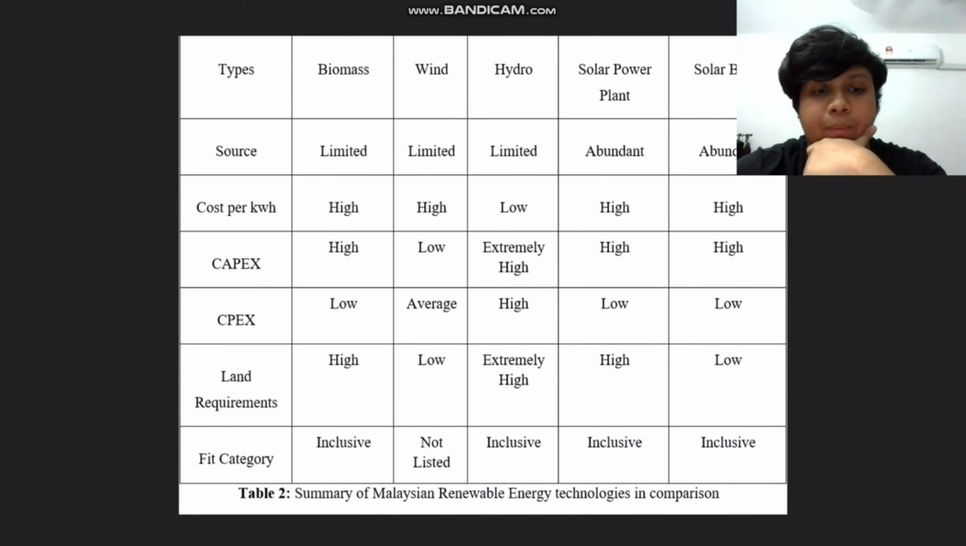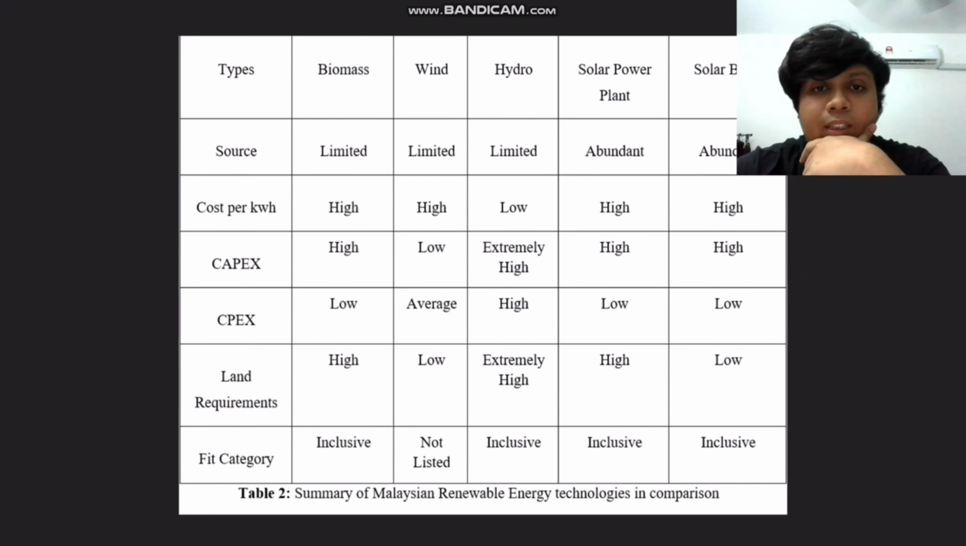Now for table 2, the summary of Malaysian renewable energy technologies in comparison. The first type is biomass. The source is limited, cost per kilowatt hour is high, CAPEX is high, OPEX is low, land requirement is high, and feed-in category is inclusive. For wind, the source is limited, cost per kilowatt hour is high, CAPEX is low, OPEX is average, land requirement is low, and feed-in category is not listed.